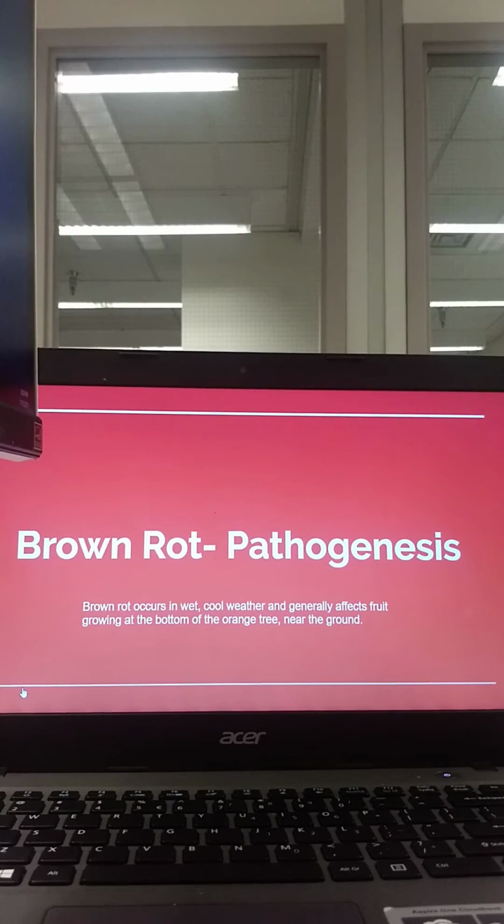As I said earlier, I will be focusing on the brown rot pathogenesis, which occurs in wet, cool weather and generally affects low-hanging fruit or fruit that has already fallen.